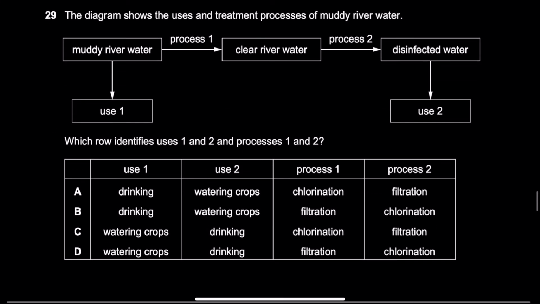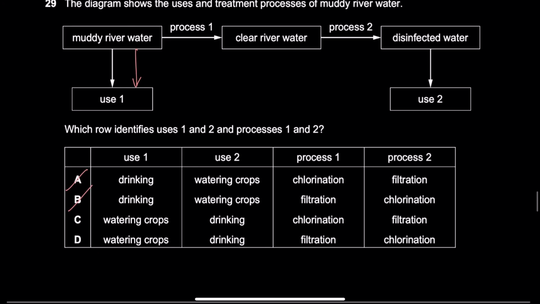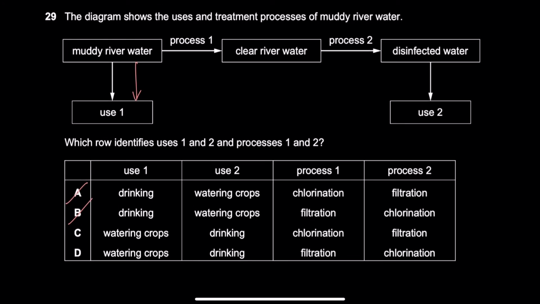The diagram shows the uses and treatments and processes of muddy river water. Muddy river water, use 1. Obviously, muddy river water is not used for drinking, so A and B are wrong. It's used for watering crops. Yep. Then when you take muddy water and you convert it into clear river water, right? So what do you do? You actually filter it.